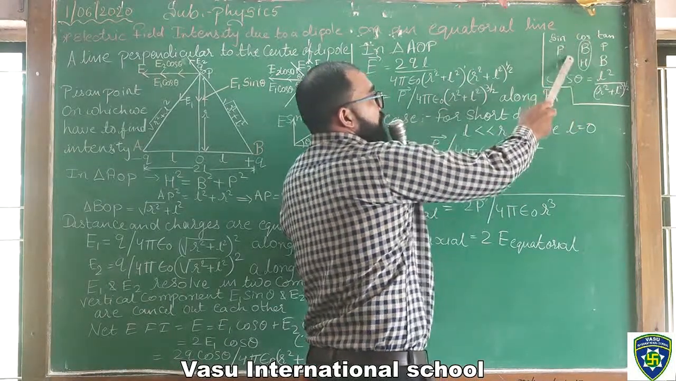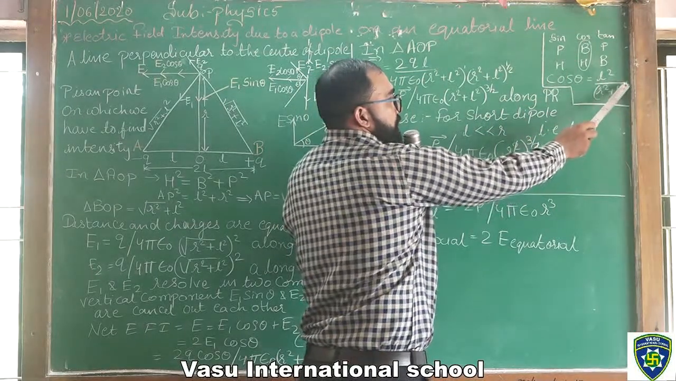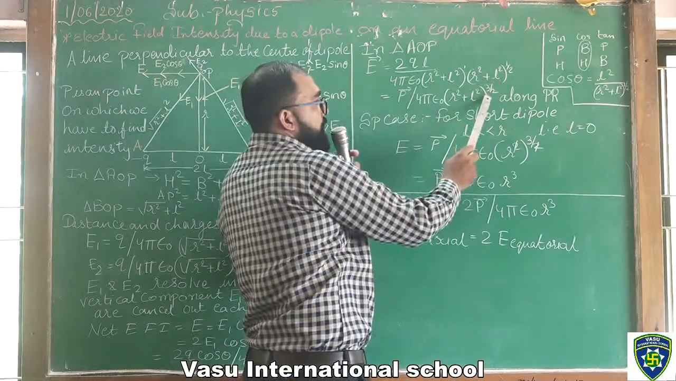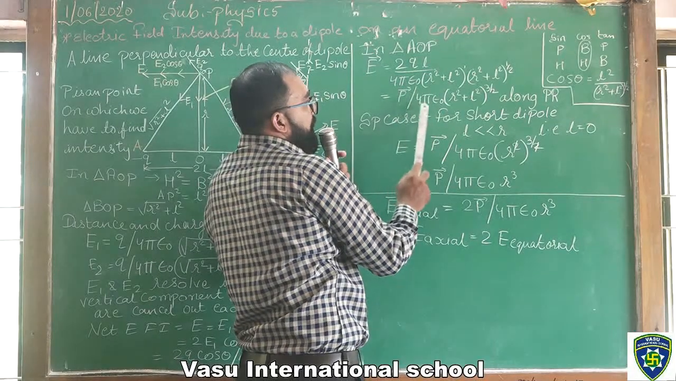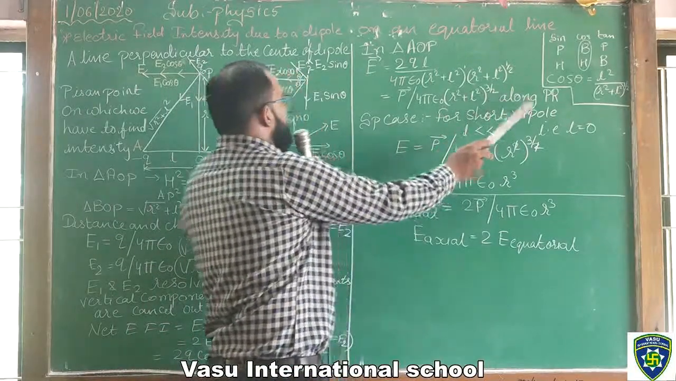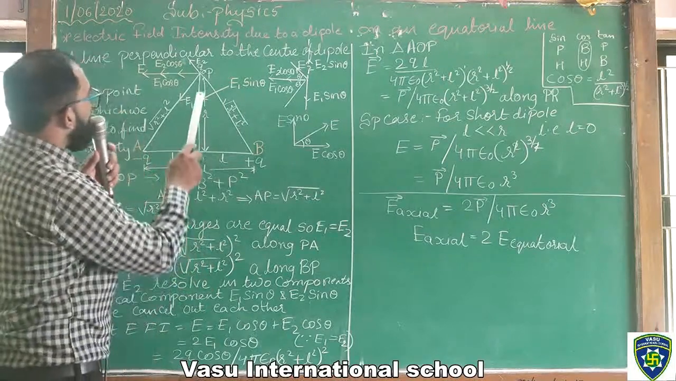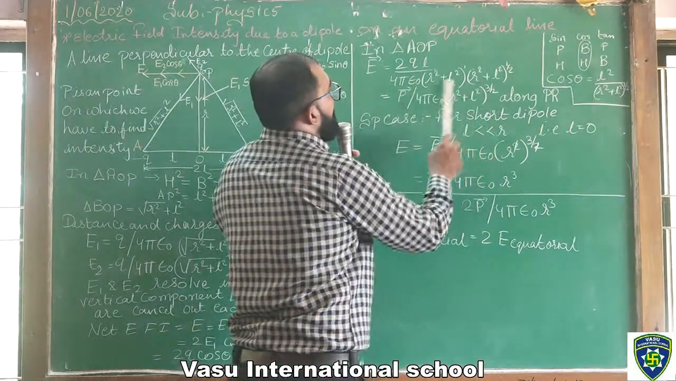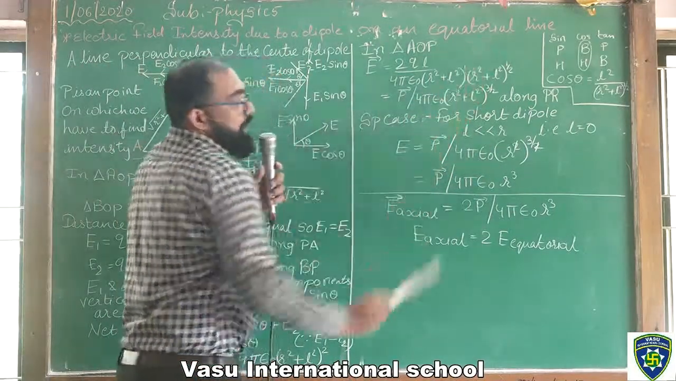Here the component is of cos. Okay, so cos theta is equal to L upon R square plus L square raised to 1 by 2. That will show 1 plus 1 by 2, that is equal to 3 by 2. And 2QL is the electric dipole moment P. So E is equal to P upon 4 pi epsilon 0 into R square plus L square raised to 3 by 2, along PR. Okay, so this is the final equation of electric field intensity due to a dipole on an equatorial line.